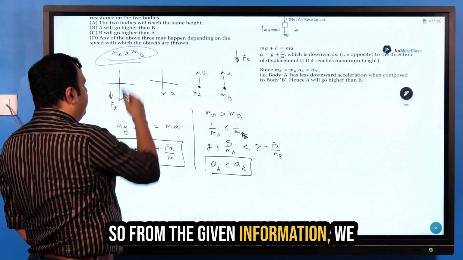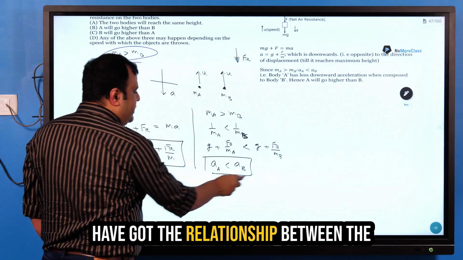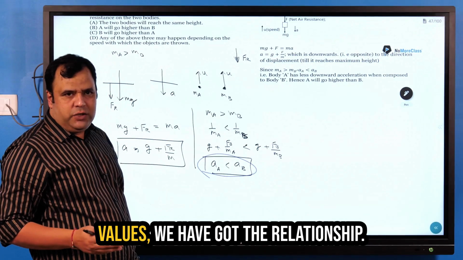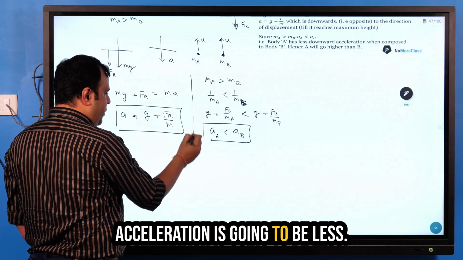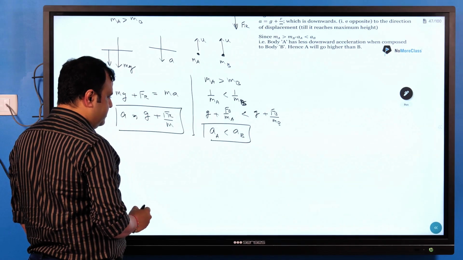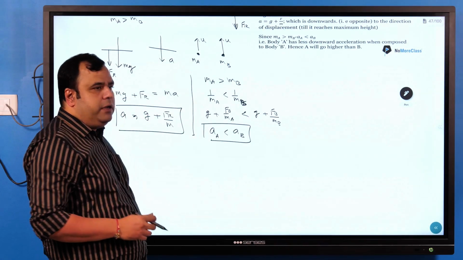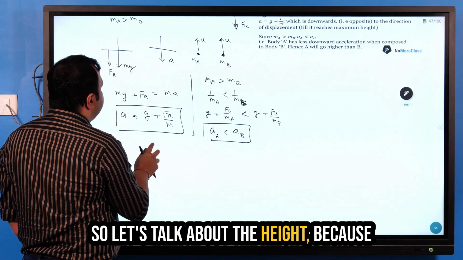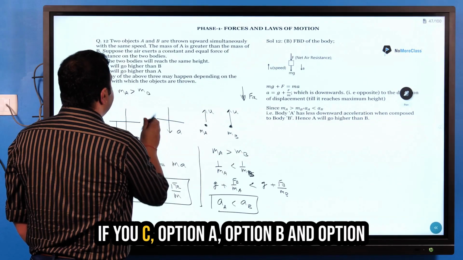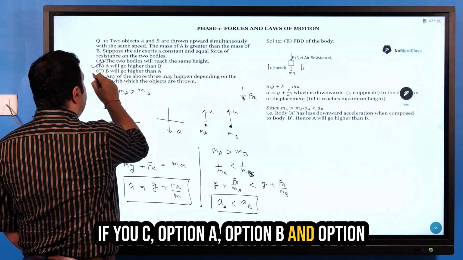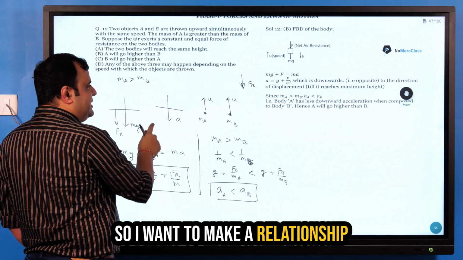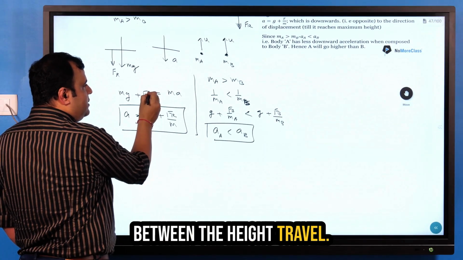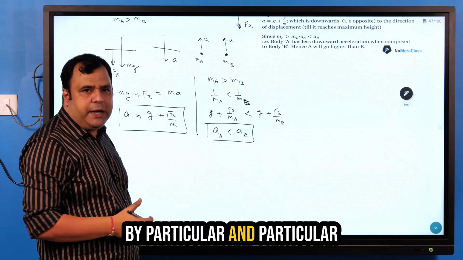So from the given information, we have got the relationship between the accelerations. We have not got the exact values, we have got the relationship: which acceleration is going to be more or which acceleration is going to be less. So let's talk about the height. Because if you see, option A, option B, and option C, they are talking about the height. So I want to make a relationship between the height traveled by particle A and particle B.